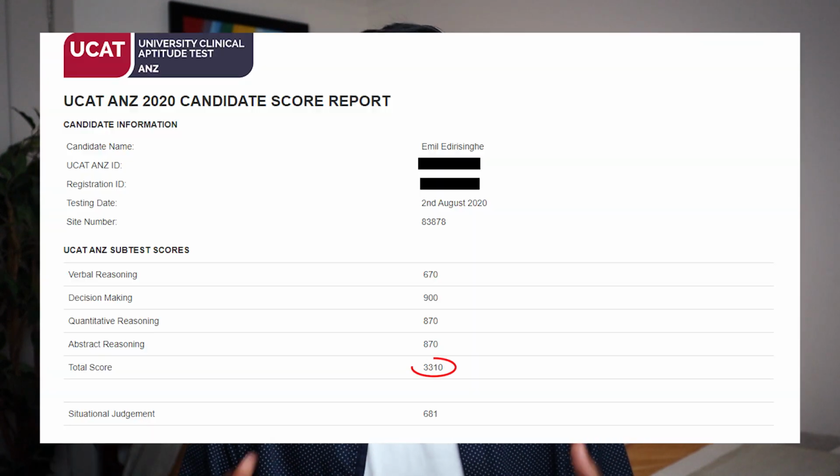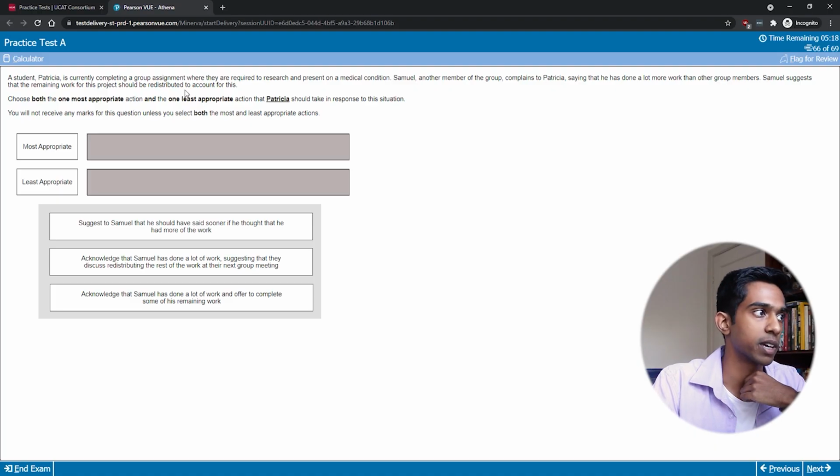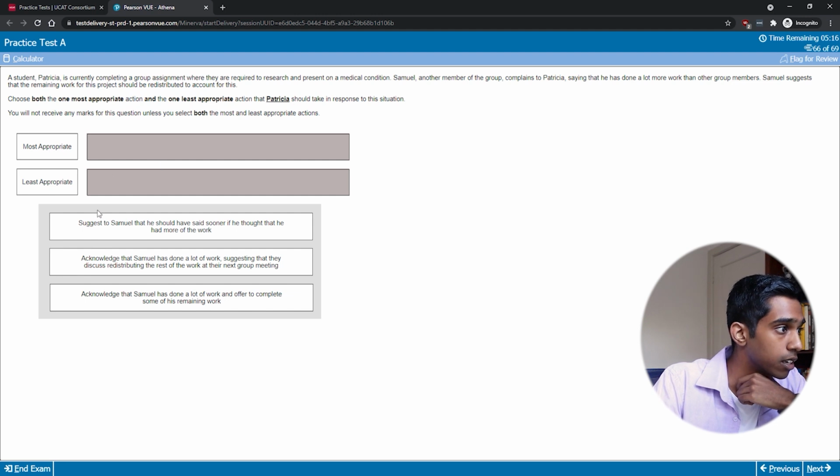So the first 4 of these subtests will be added up to make your cognitive score, which is the score that most people will tell you and is the score that most universities actually look at. The last subtest, the situational judgment one, is often given a separate score or a banding depending on what quartile of test takers that you were ranked in.